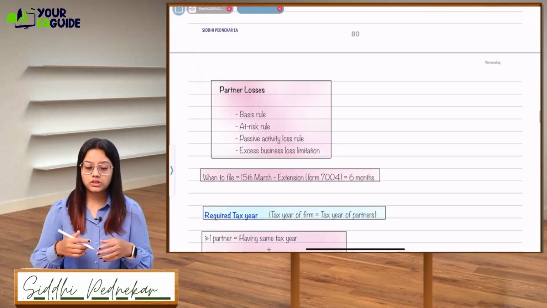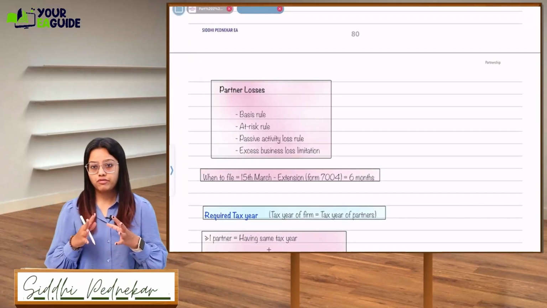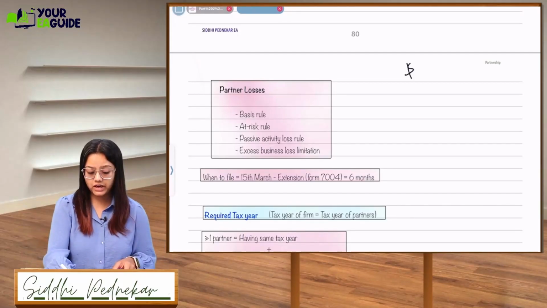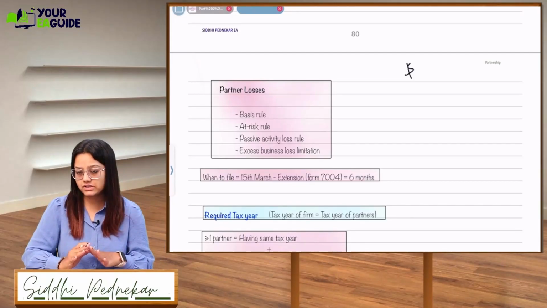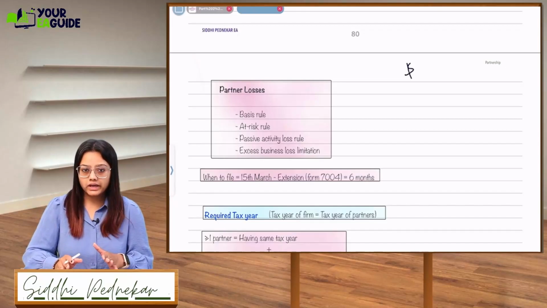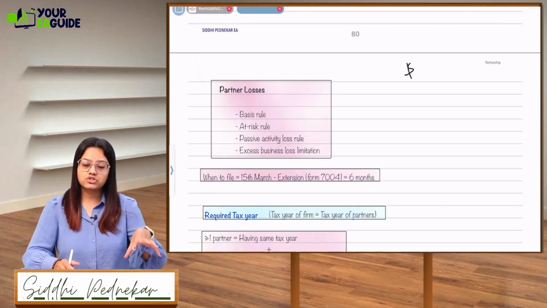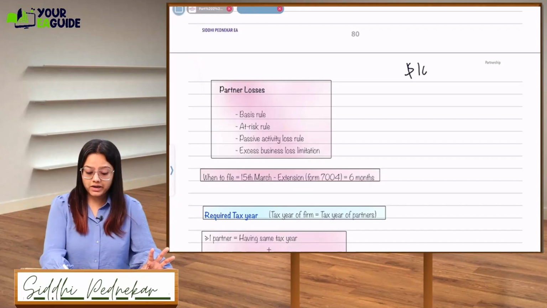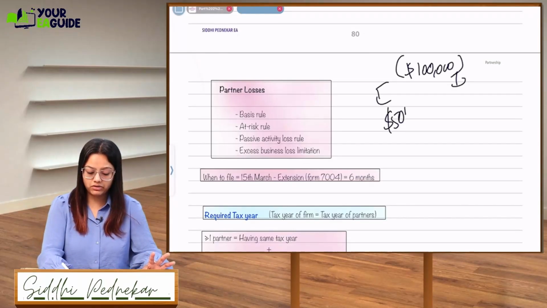Now, say the partnership firm is having a loss. If they are having a profit, there's no need to do any calculation; the profit will directly get distributed amongst the partners. Now if a partnership firm has a loss of 1 lakh, and let's say two partners are there, both will be allocated a 50,000 loss.